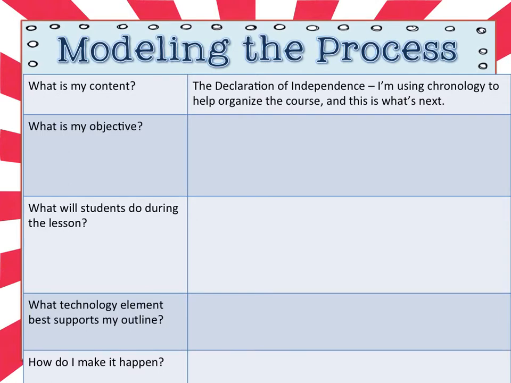For this lesson, the Declaration of Independence is the next text that the students are going to be looking at. And once I've thought about my content, I need to think about what I want my students to do with this text. And I've taught this text in the past, and I sort of know what skills and standards and objectives fit in.